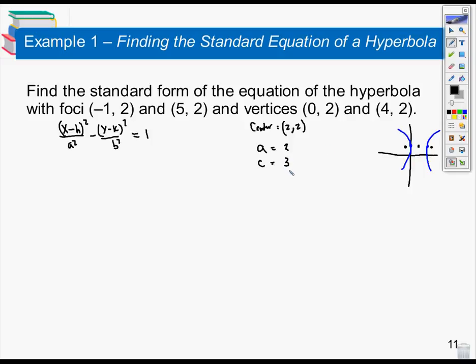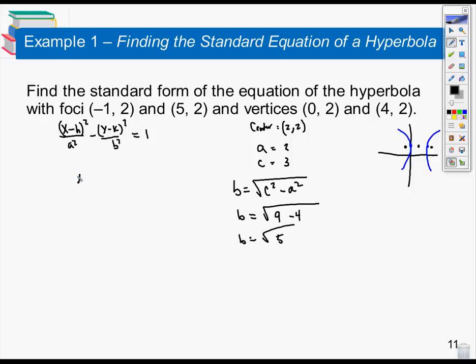Okay, so I have a and I have c, the only thing I'm missing is b, and I need that b in order to make the equation. So I'm going to use my relationship, and in this case, all that I have to do is b squared equals c squared minus a squared. So b equals the square root of 9 minus 4. b equals the square root of 5. Now I think I have all the information I need. I have h, I have k, I have a, I have b, and I'm ready to go. I know that I'm using the correct equation because my transverse axis is horizontal.